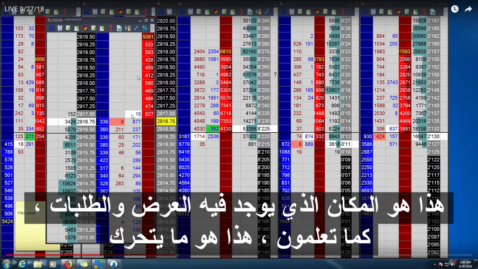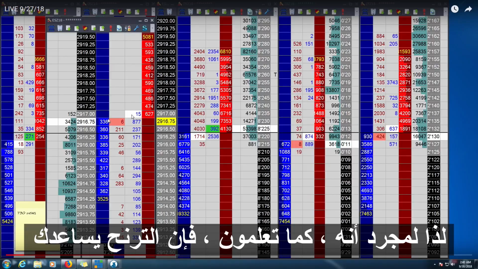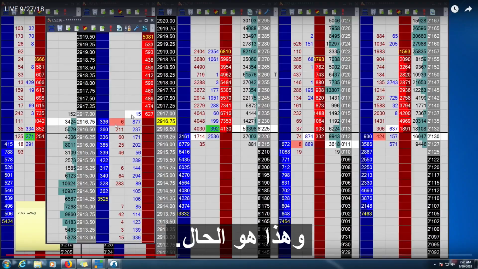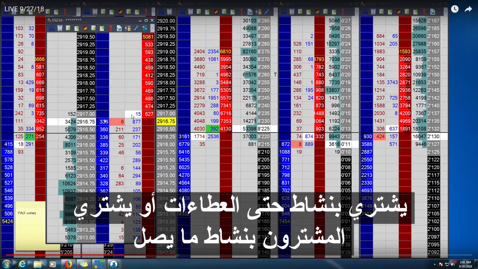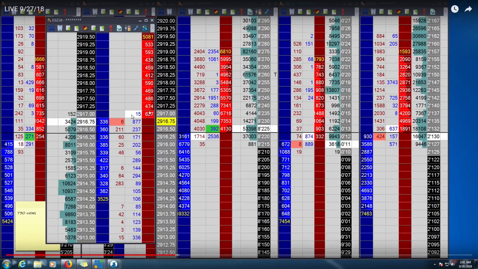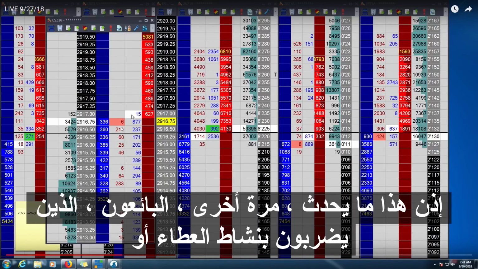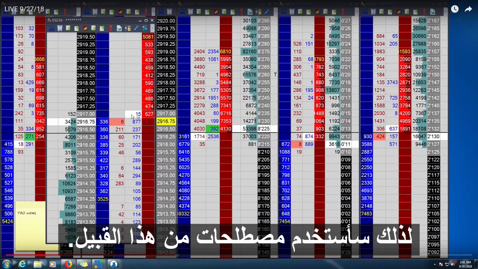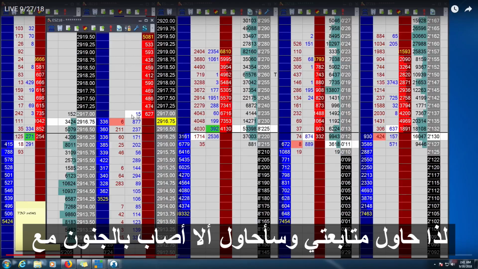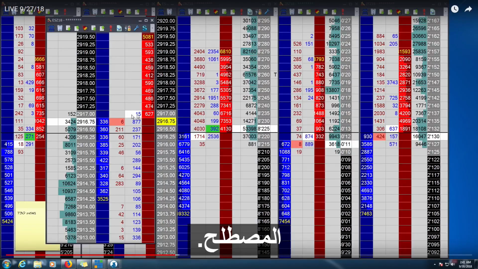This is what moves the price up and down. It being staggered helps you identify what's going on. My red numbers are sellers actively hitting the bids, or my buyers actively buying up the offers. Again, sellers actively hitting the bid, or buyers hitting the ask. I'm going to use terminology like that, so try to follow me, and I'll try not to get too crazy with the terminology.